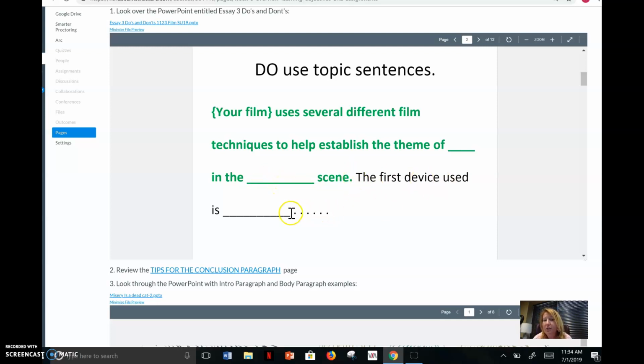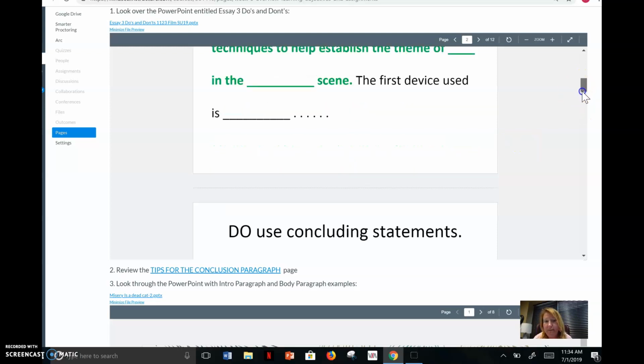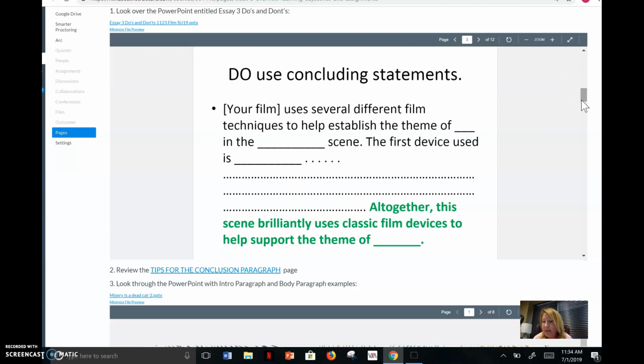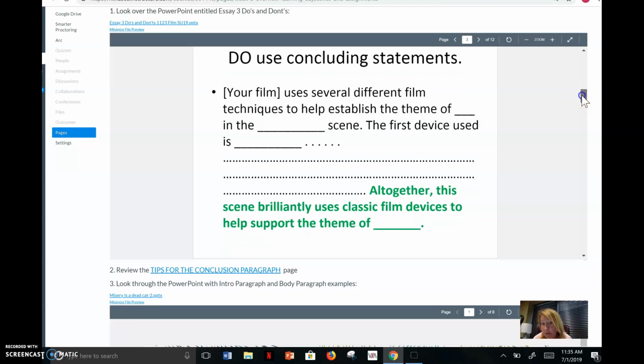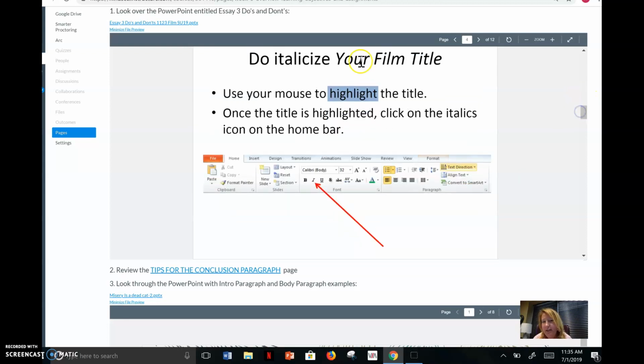The first device you used is lighting, camera angles, whatever device you're using, okay? Do use concluding statements. Don't just end it abruptly talking about lighting. Finish it. Altogether, this scene brilliantly uses classic film devices to help support the theme of suspense. This is a great resource. Do italicize your film title. I have told you that a lot, so let's do it. This is how you do it.